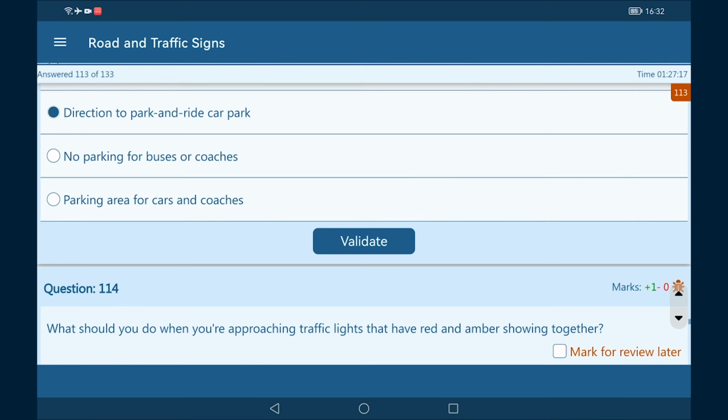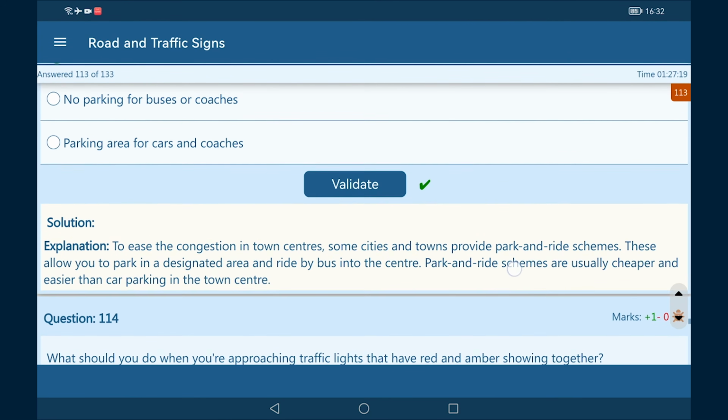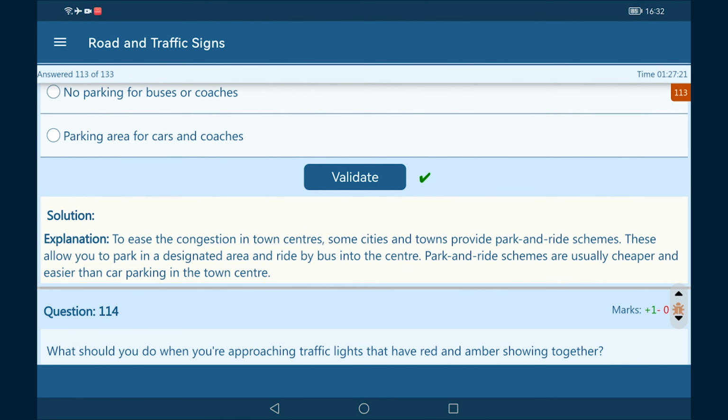Explanation. To ease the congestion in town centers, some cities and towns provide park and ride schemes. These allow you to park in a designated area and ride by bus into the center. Park and ride schemes are usually cheaper and easier than car parking in the town center.